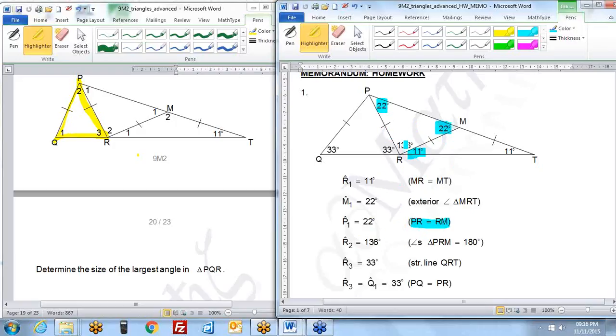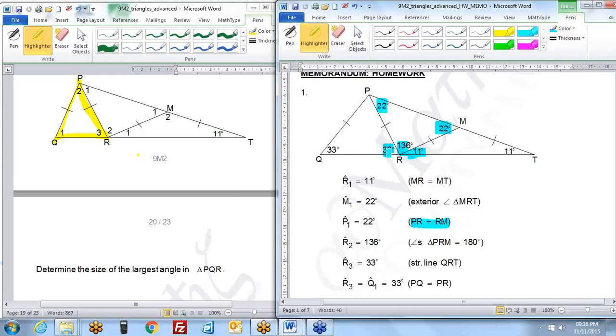Then angle R2, this one over here, adds up to 136 degrees because the angles of a triangle add up to 180. You have 22 degrees plus 22 degrees, so you add the two together and you get 44 degrees. You subtract that from 180 and you get 136 degrees.